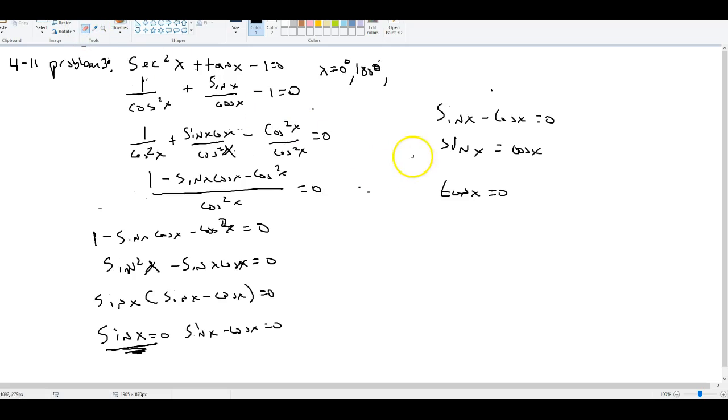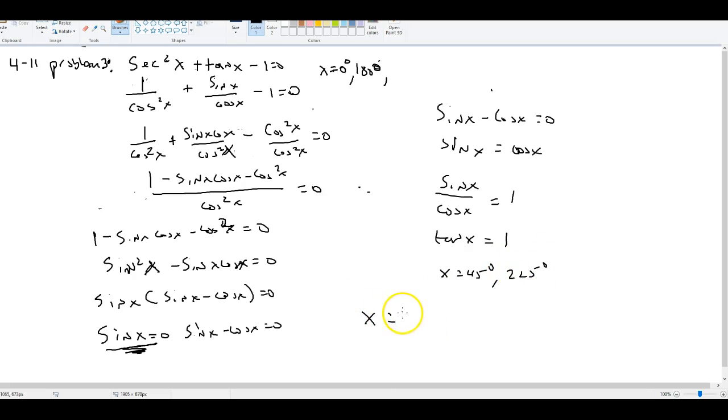All right, eraser time. So now I'm going to divide both sides by cosine x, and I get sine x over cosine x equals 1. That's tangent x equals 1. Where does tangent give me 1? Tangent gives me 1 at x equals 45 degrees. And that repeats every 180 degrees, so that would give me 1 in the 3rd quadrant at 225. So my answers would be x equals 0 degrees, 180 degrees, 45 degrees, and 225 degrees.